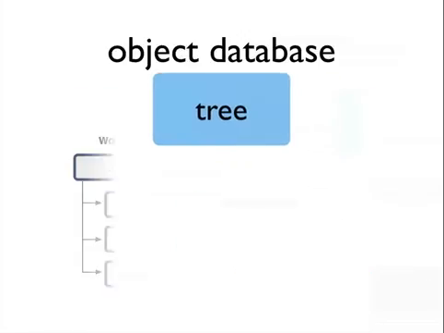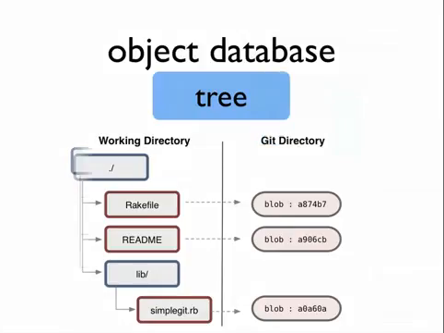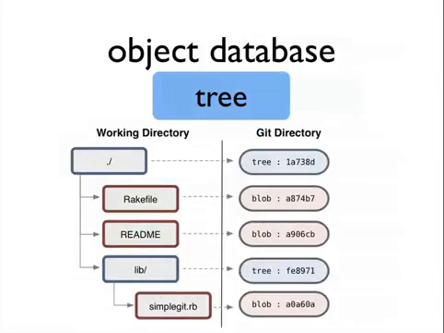The second type is the tree. If every file in your working directory is a blob, then every subdirectory, or every directory, really, is a tree, including the root.